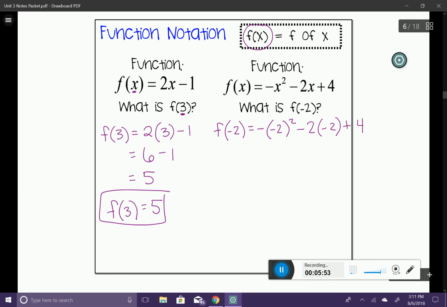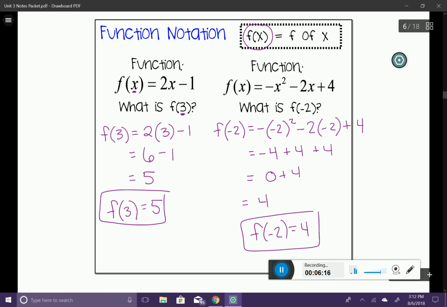And then I'm going to use my order of operations to simplify this. So that's going to give me negative 4 plus 4 plus 4. And then that's going to give me negative 4 plus 4 is going to be 0 plus 4, which simplifies to 4. So my f of negative 2 in this particular function will be 4. So when I put a negative 2 in for x, my output is going to be 4.